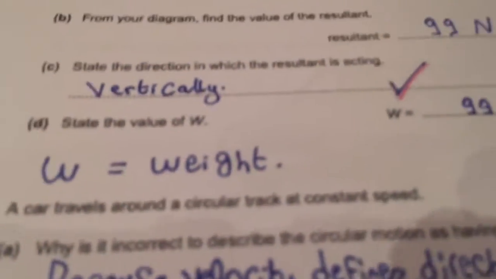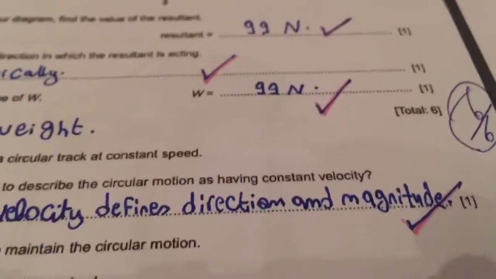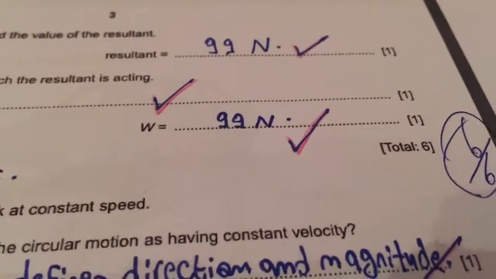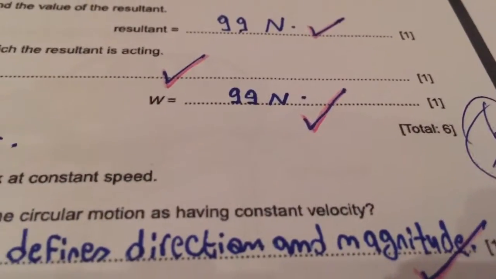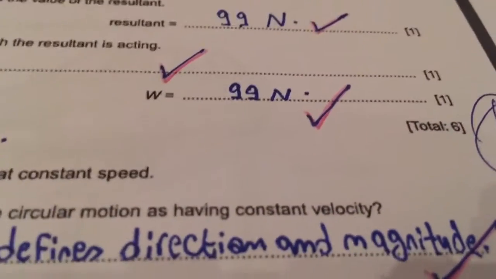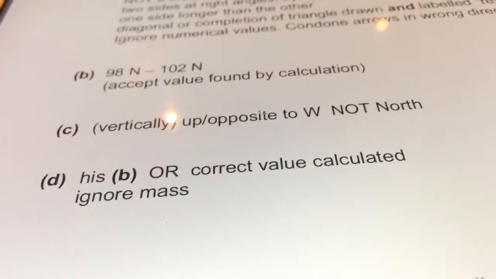Now, question D, they said state the value of W. As the resultant is 99, the weight that is pulling must be the same force because it's balancing all of it. So it will be 99 newtons. And let me check here. For D, our B is 99 newtons, so true.